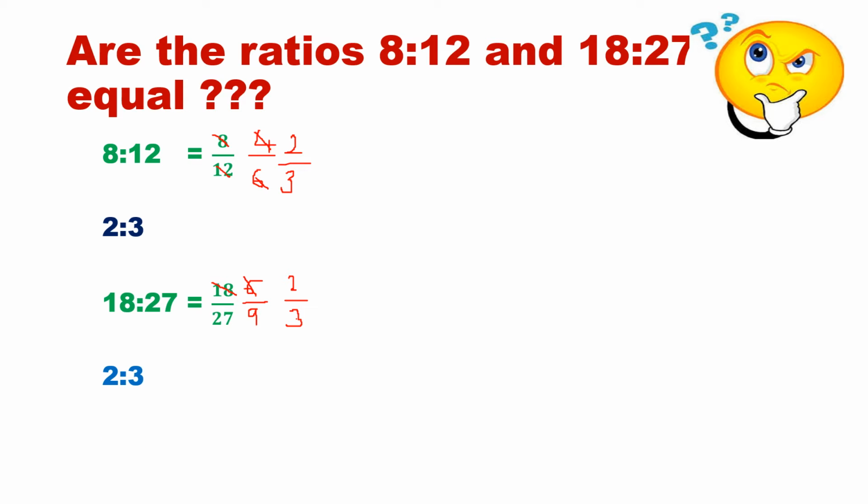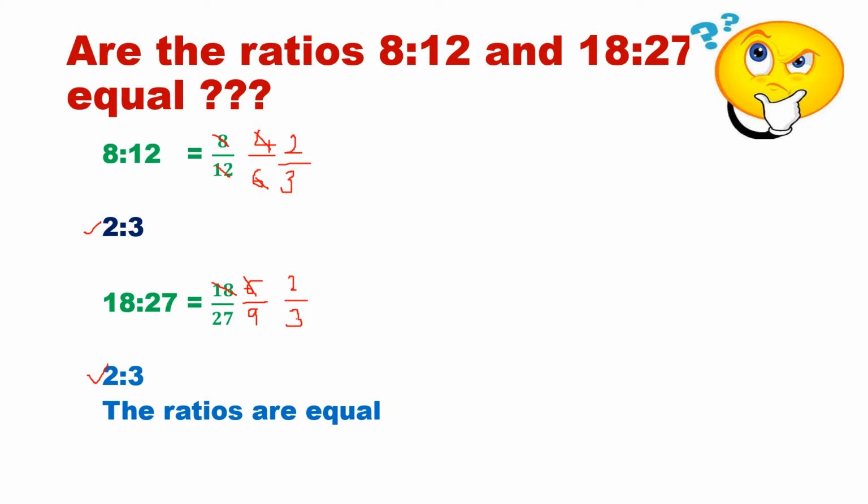See, here also 2 is to 3 and here also 2 is to 3. What does that mean? That these two ratios are equal. So when two ratios are equal, we say they are in proportion.